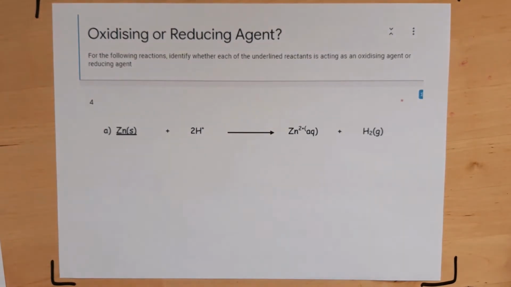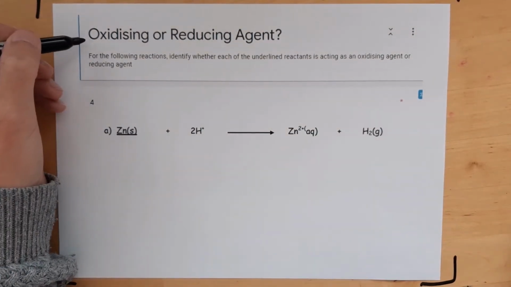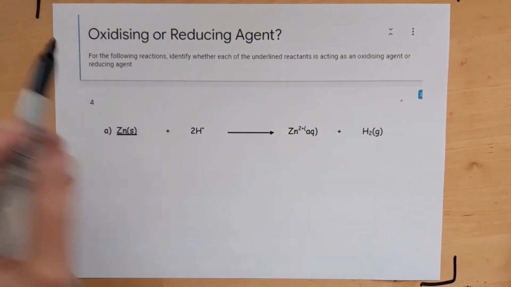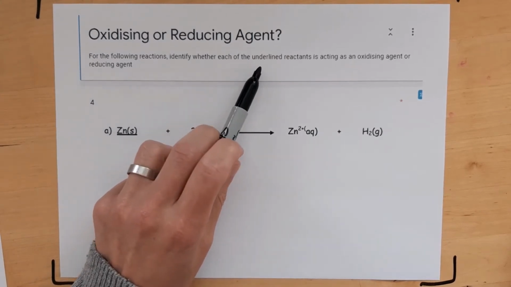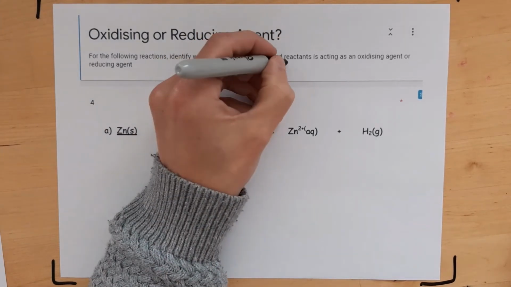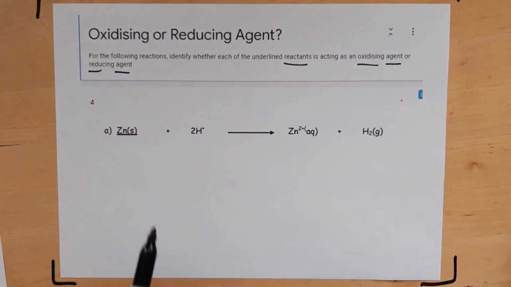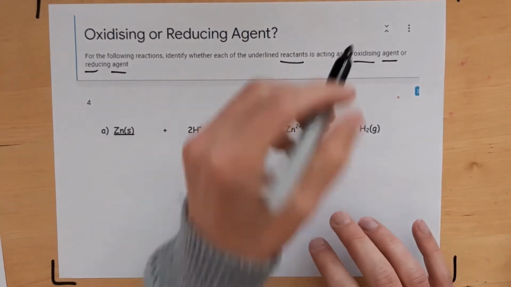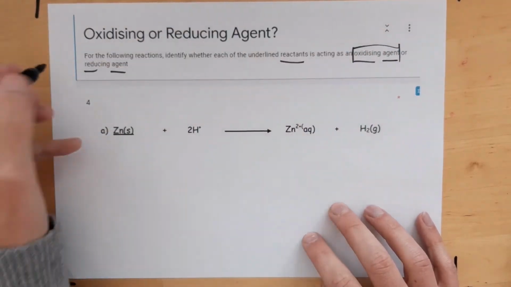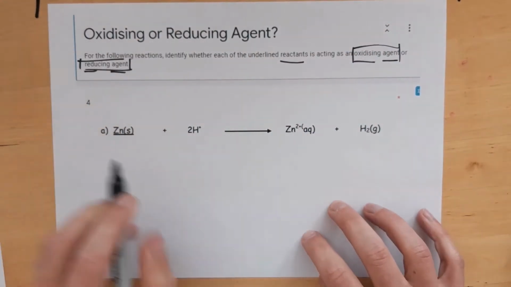Okay, so this is part 2. The next set of questions are all about oxidizing and reducing agents. For the following reactions, identify whether each of the underlined reactants is acting as an oxidizing agent or a reducing agent. Before I start this question, I just want to get it straight in my head. What exactly do I mean by oxidizing and reducing agent?